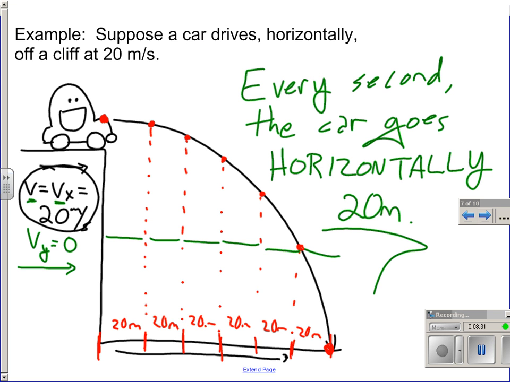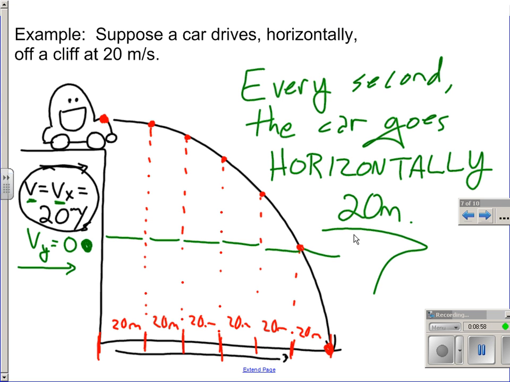Okay? Now, at the risk of getting ahead of myself, the next thing we're going to do is the second law, or the second rule. The second rule tells us about what happens vertically. So here's what happens vertically. While the car is in the air, gravity is pulling it down. So the car at the beginning wasn't moving vertically, right? But then as gravity pulls it down, it's going to go down faster and faster and faster. And so what happens is the distance that it travels vertically gets bigger and bigger.